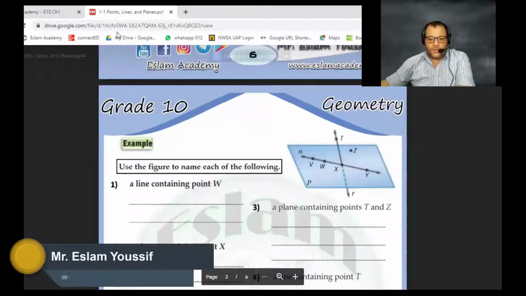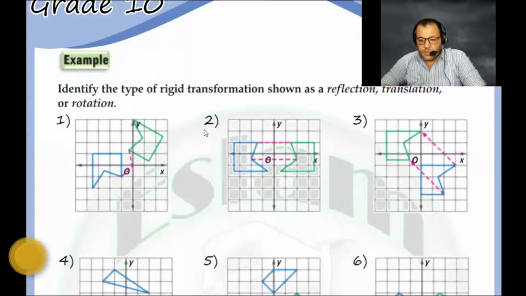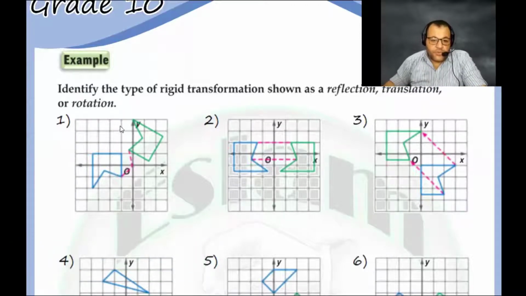Okay, we can go back to the lesson again. So the first one that we have, what is the type of the transformation in number one? It's rotation, because we turn the figure. We round it. So it will be rotation.